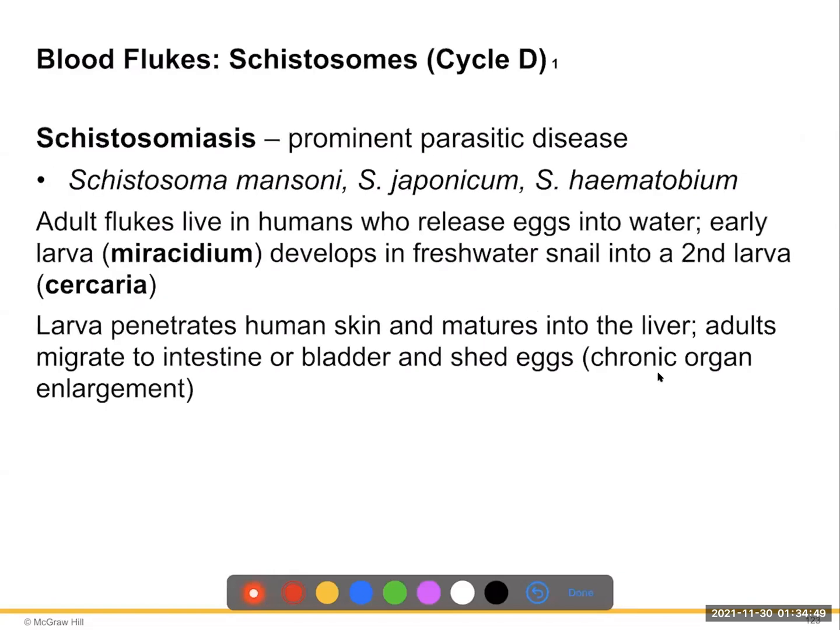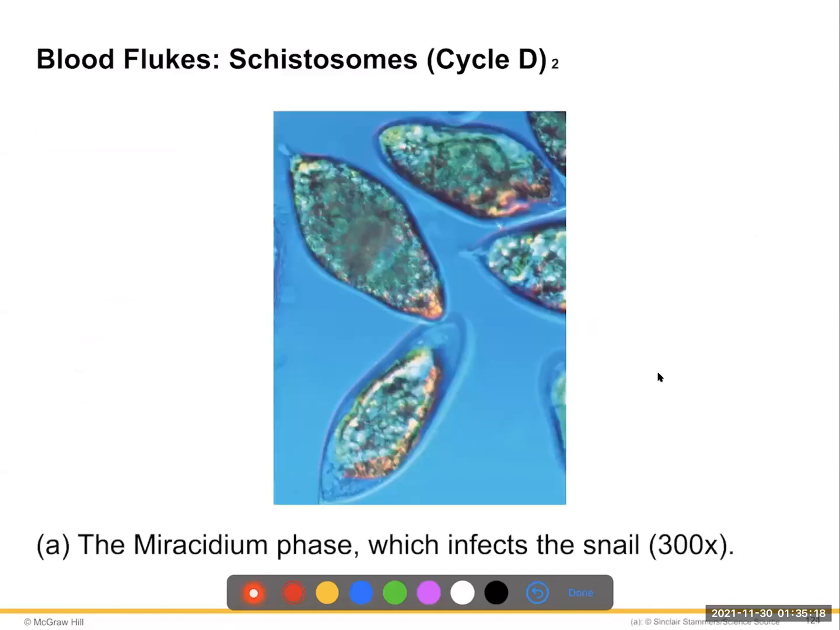Blood flukes. Schistosomiasis is a prominent parasitic disease. Adult flukes live in humans, who release eggs into water. Early larvae develop in freshwater snails into a second larva. The larva penetrates the human skin and matures in the liver. Adults migrate to the intestines or bladder and shed eggs, and you get chronic organ enlargement from that.